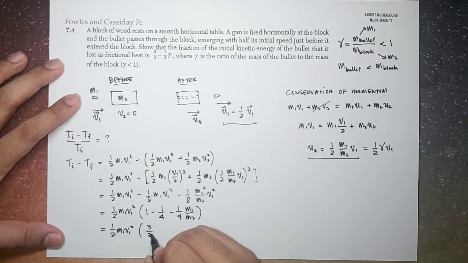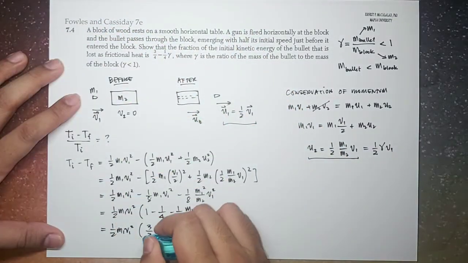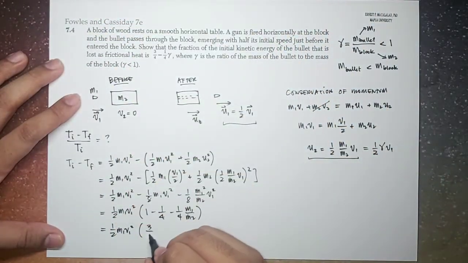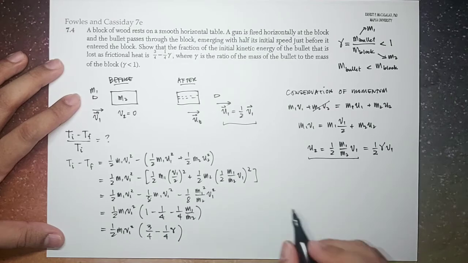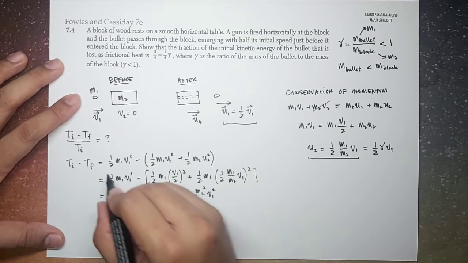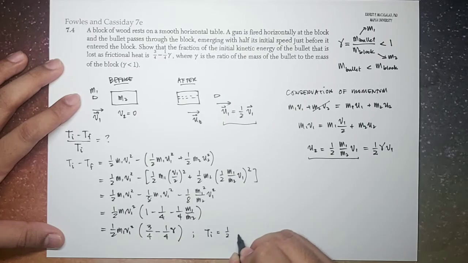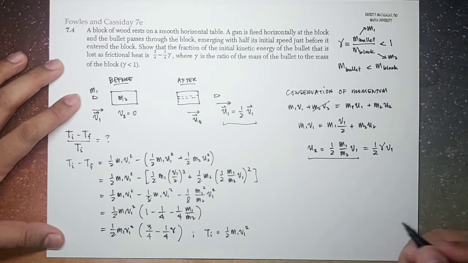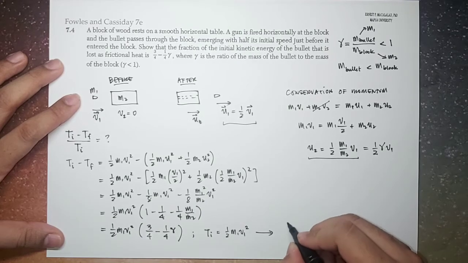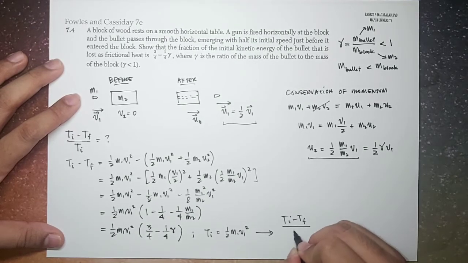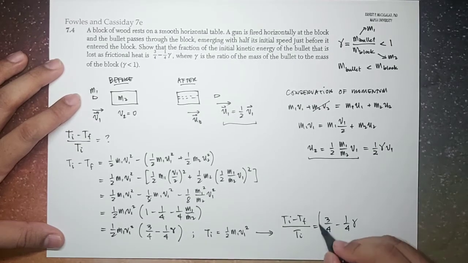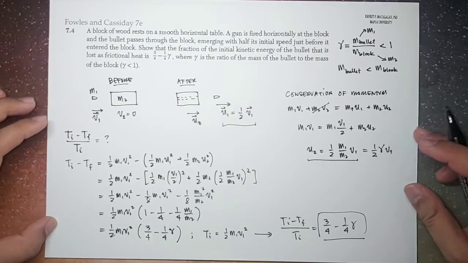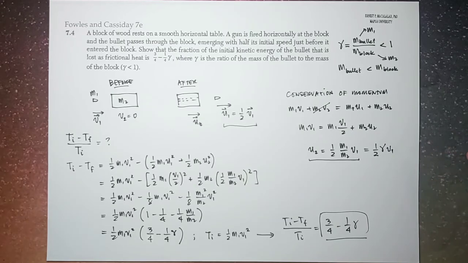This would be 3/4, sorry about that, this should be 3/4 minus 1/4 gamma. So therefore, since Ti is equal to 1/2 m1 v1 squared, Ti minus Tf over Ti is equal to 3/4 minus 1/4 gamma. Okay, so that's your solution to problem 7.4 of Fowles and Cassiday 7th edition.